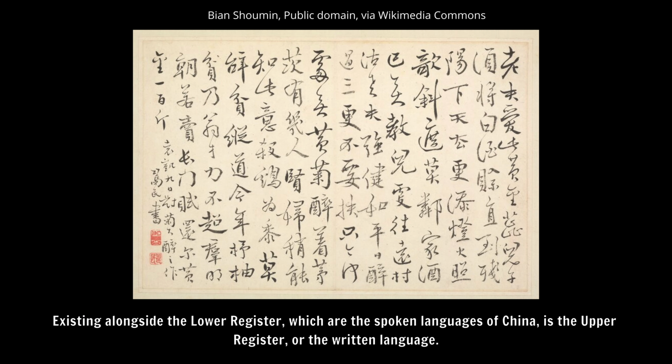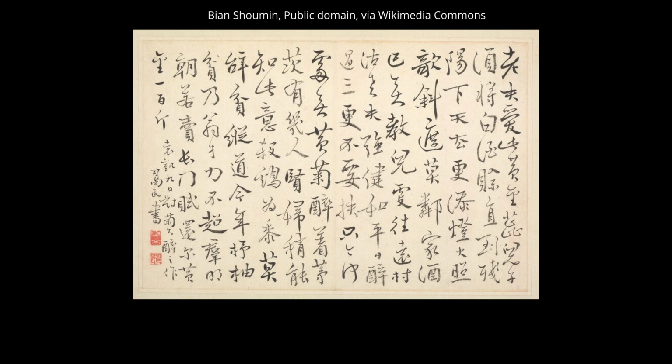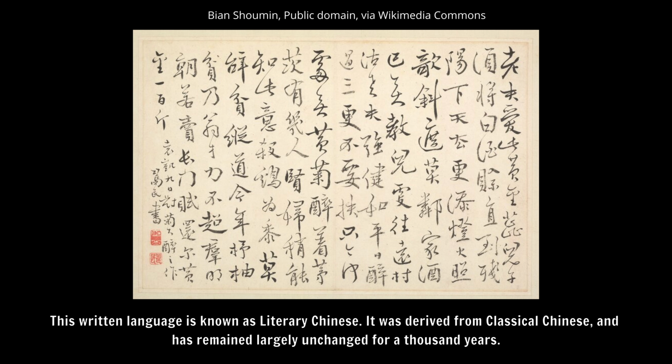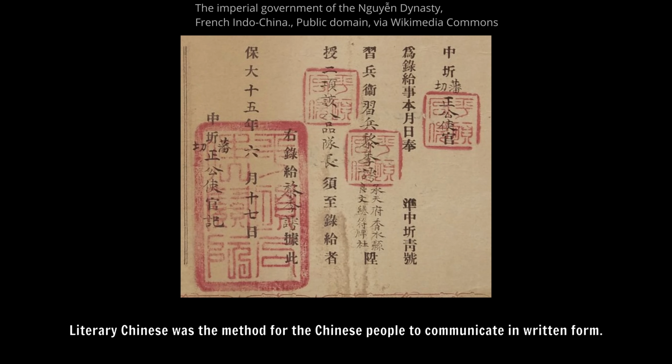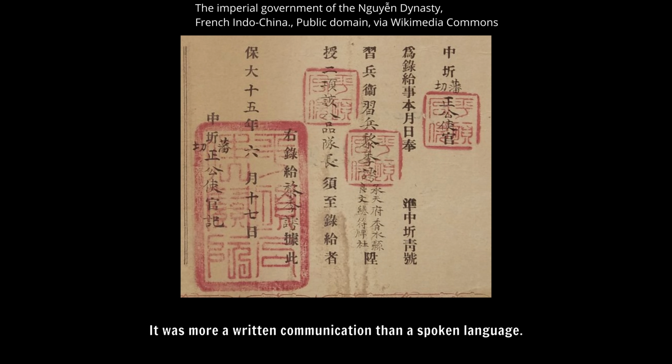Existing alongside the lower register, which is the spoken languages of China, is the upper register, or the written language. This written language is known as literary Chinese. It was derived from classical Chinese and has remained largely unchanged for 1,000 years. Literary Chinese was the method for the Chinese people to communicate in written form. It was more a written communication than a spoken language.